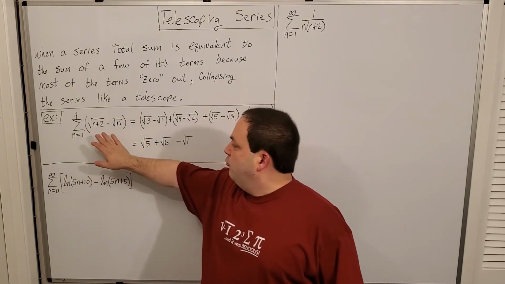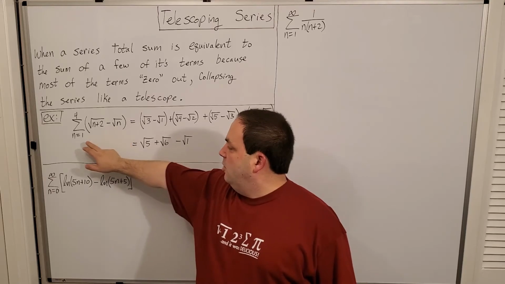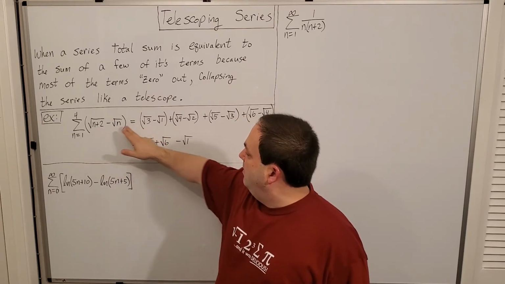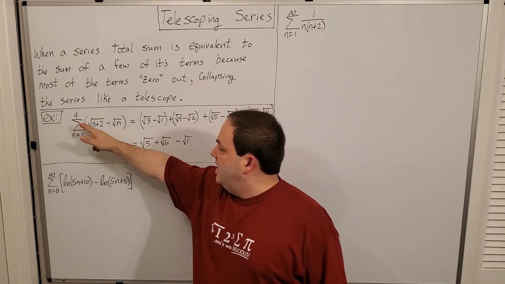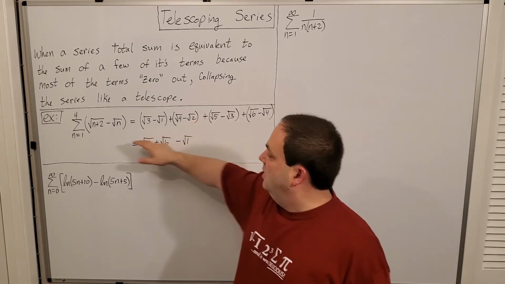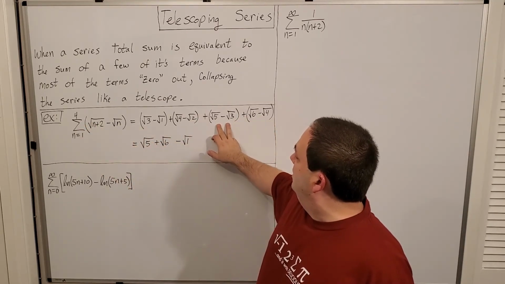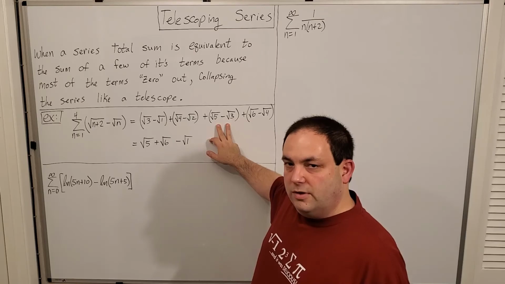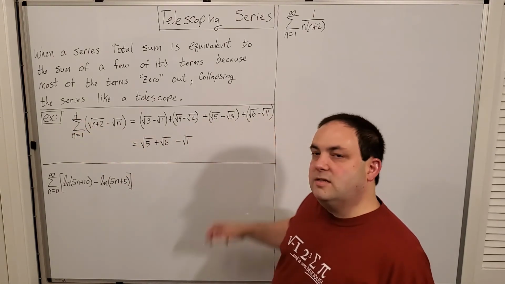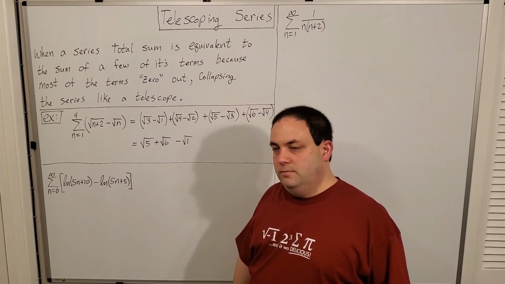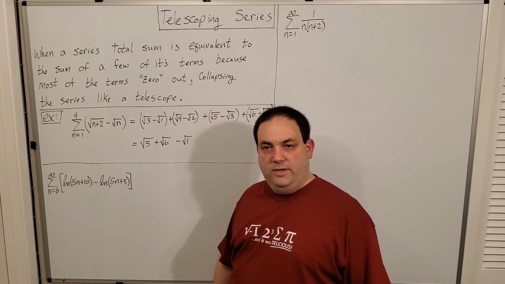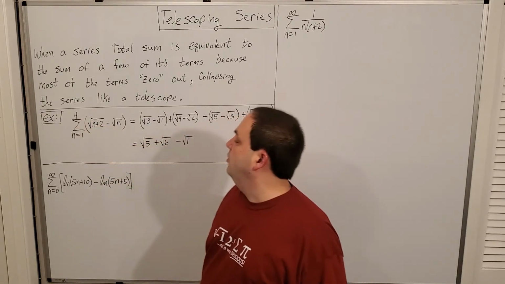So if I write out the sum of this thing right here, I'm starting at 1. Notice I'm going to have square root of 3 minus square root of 1. Then n is 2. I'll have square root of 4 minus square root of 2. Then n is 3. So I'll have square root of 5 minus square root of 3. And then n is 4. I'll have square root of 6 minus square root of 4. And that's the whole series for this one. It's a finite series, right? It's just 1 to 4 there.